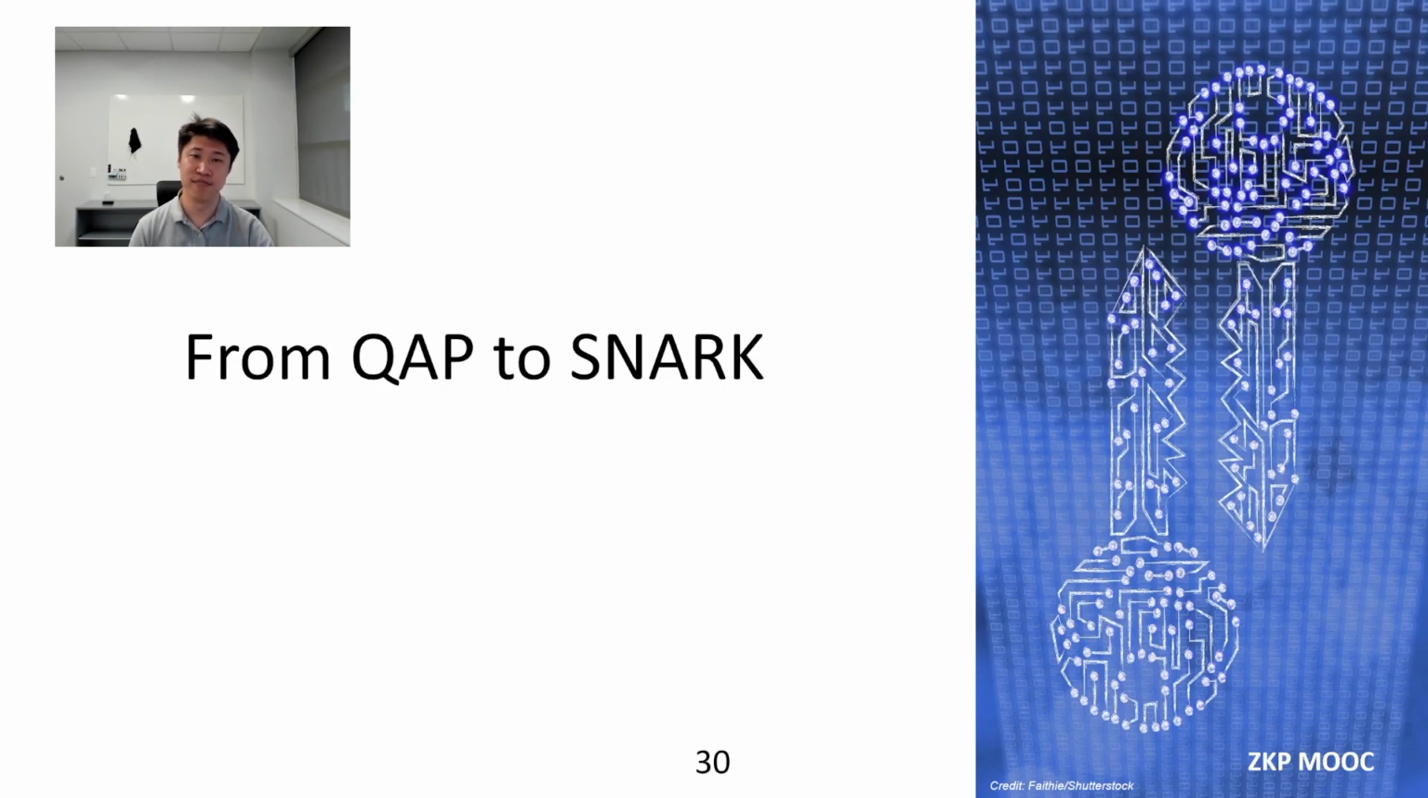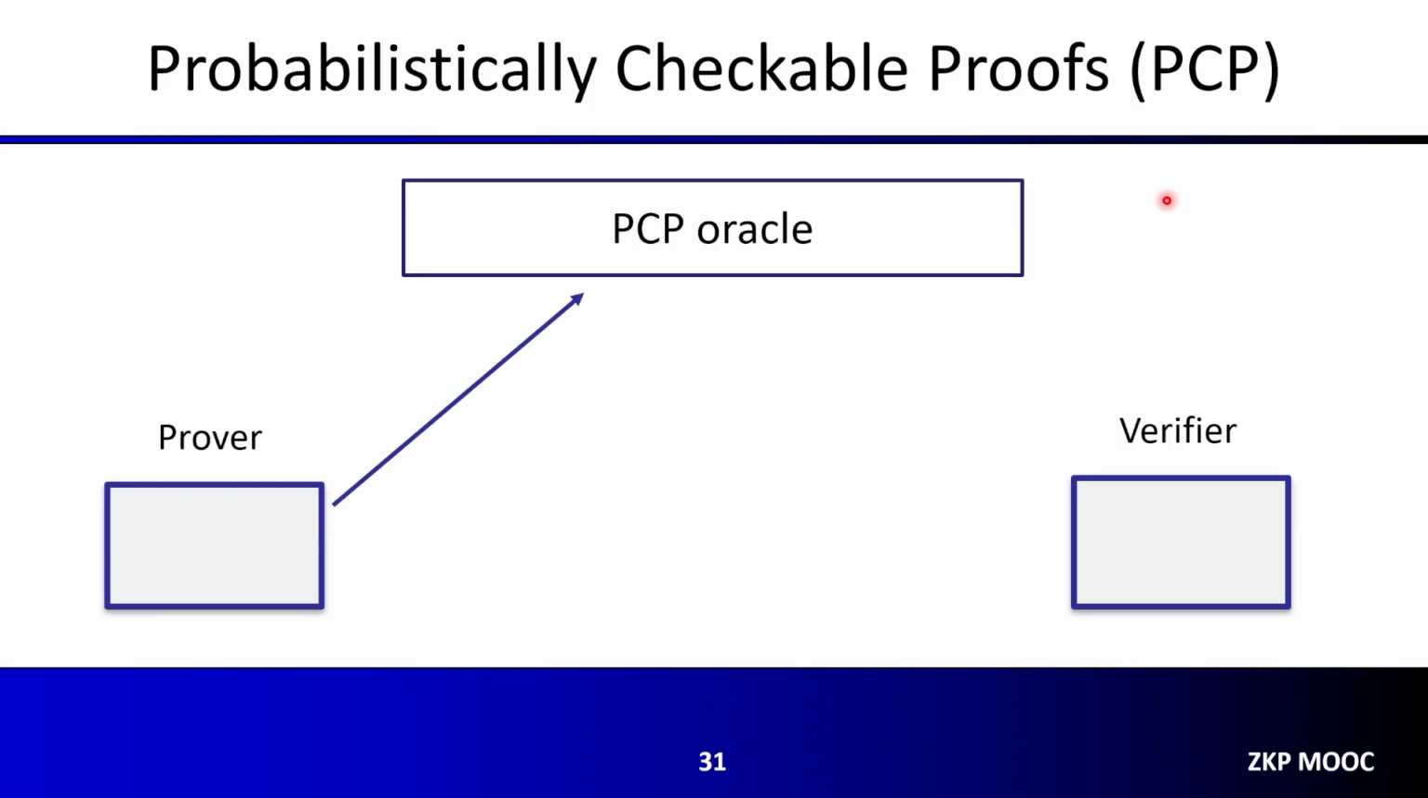Welcome back. In the second segment of the lecture, I'm going to show you how to compile a quadratic arithmetic program to a SNARK with a constant proof size using cryptographic tools. So before showing you the detailed construction of the SNARK, I want to explain a little bit more about the model of a linear PCP.